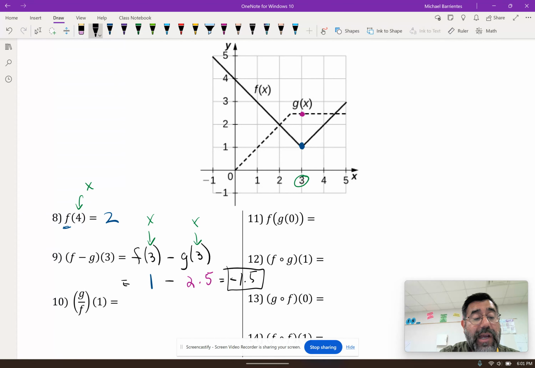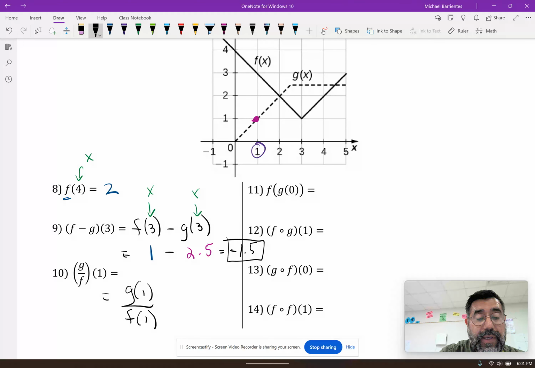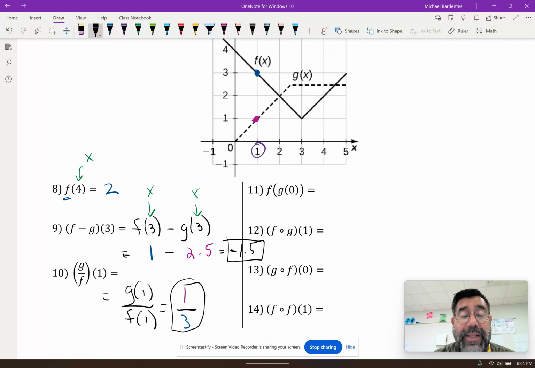Same thing happens with number 10, g of 1. So this is really saying we're going to divide the g function by the f function, but we're doing it only at x equals 1. So that's going to be g of 1 divided by f of 1. So if I erase my markings here, I'm looking at x value 1. On the g graph, x value of 1 is right here. And that answer is 1. So this equals 1. And I'm going to divide that by f of 1. Well, f of 1 is this point, and that answer is 3. So therefore, my answer is 1 divided by 3, or 1/3. And that's it. That's how you read the graph.